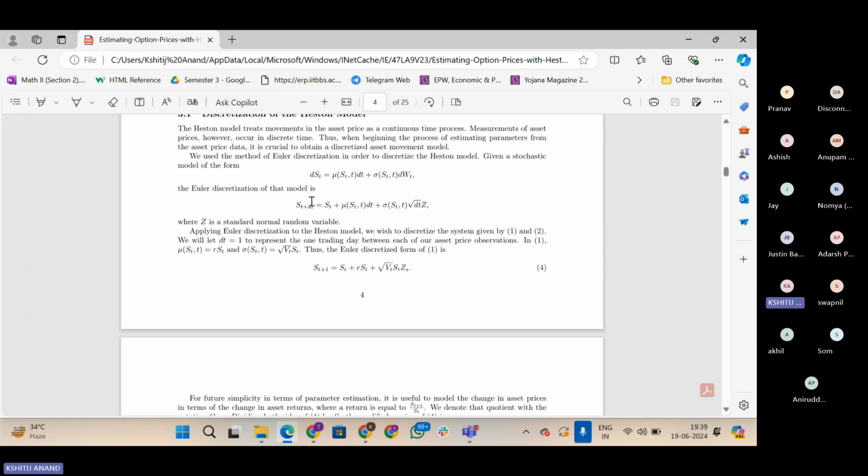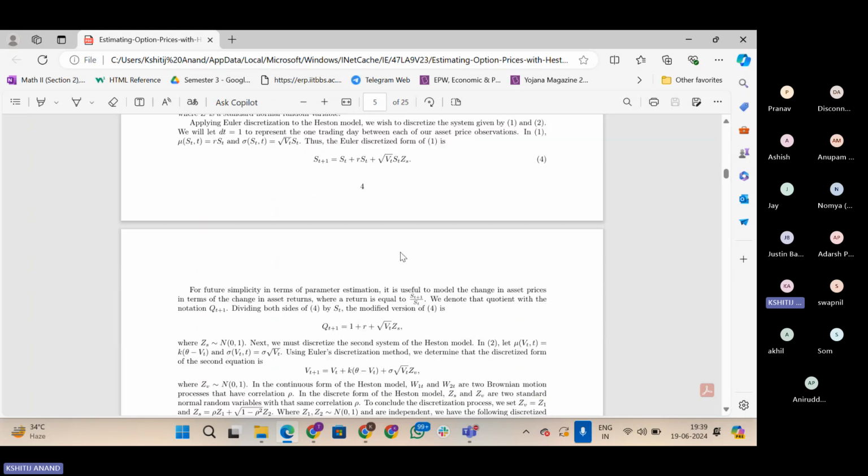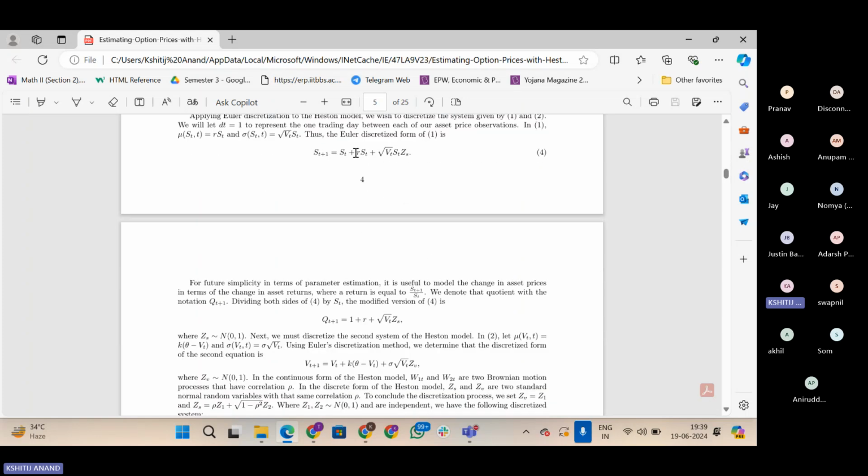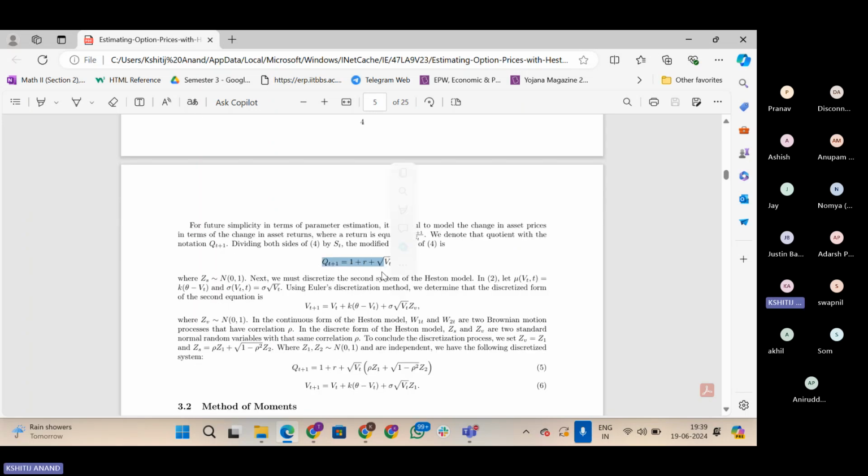So how much is the time step changing? We have assumed that we are continuously moving up one time step. That is why we have written dt as 1. So dt here is 1, and then everything is equal. Now we divide both sides by S_t. Why? Because we want to deal with the return part. This is the expression for return. So Q(t+1) is the return, given by S(t+1) divided by S(t).